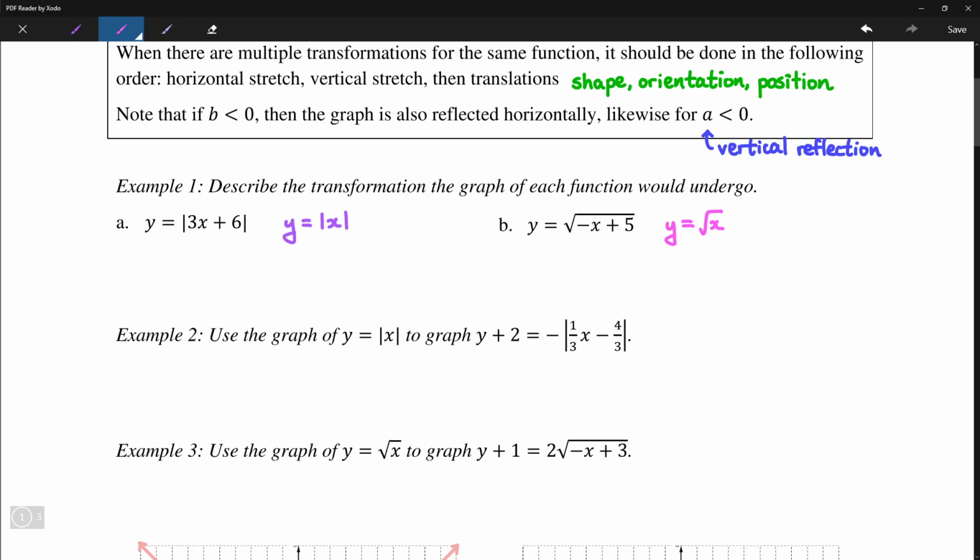Now, what we'll do is factor out the 3 from inside of the absolute value. So we have 3 times x plus 2, like so. And now we can describe what the transformations were. There's a 3, which means a horizontal stretch by 1/3, followed by the plus 2, which means the function moves left 2 spaces.